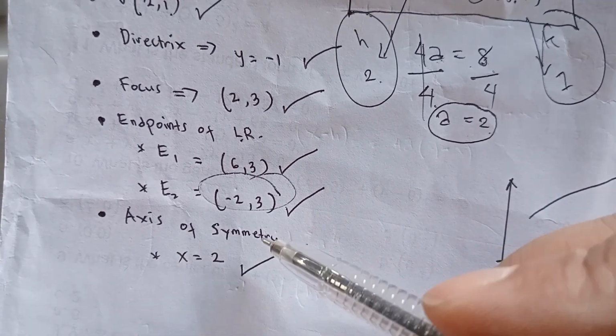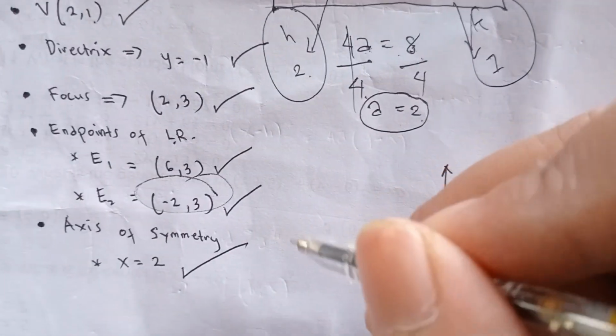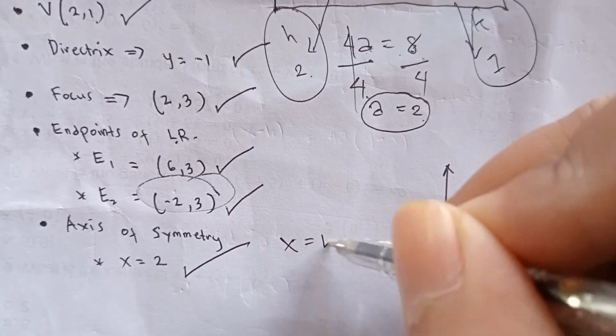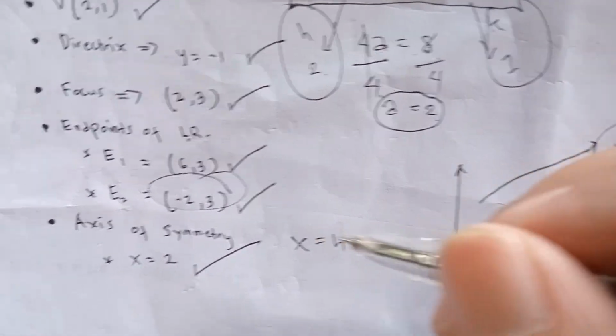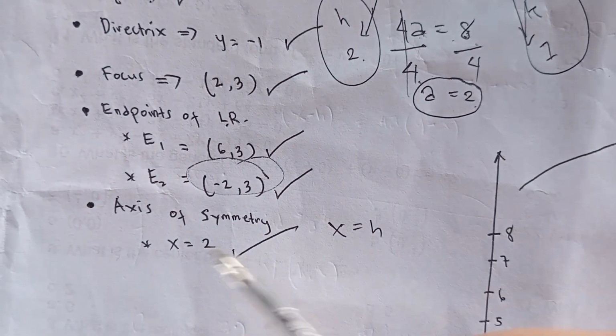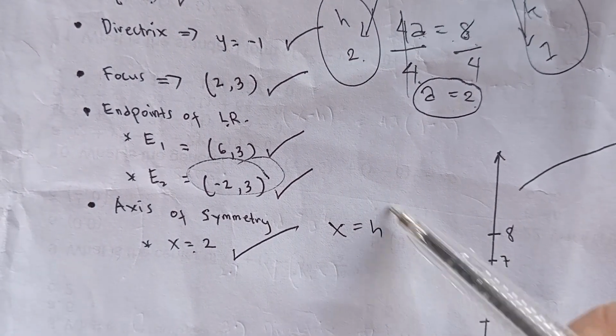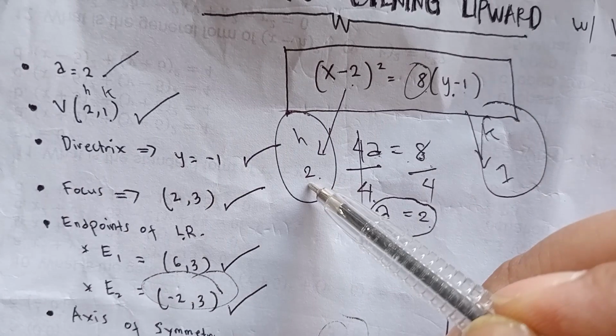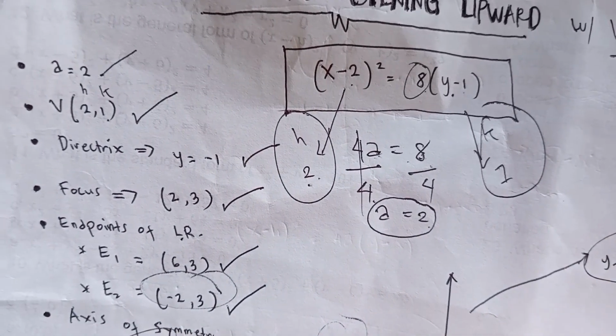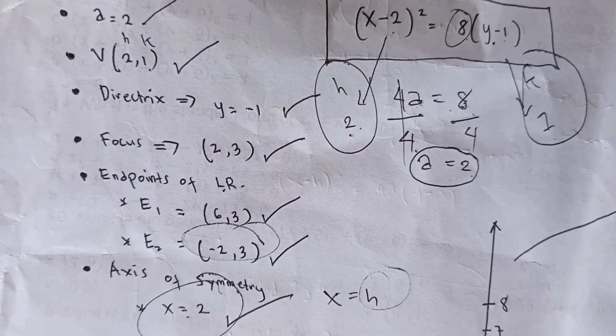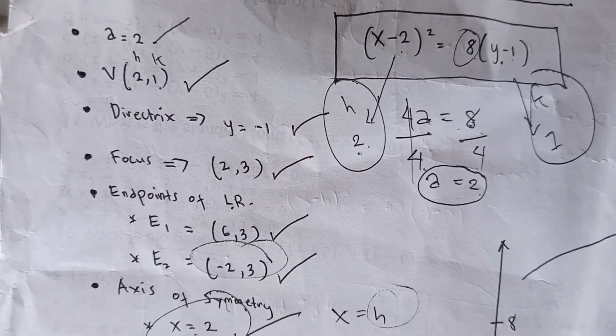How to find the axis of symmetry? As we all know, the formula for the axis of symmetry is x equals h. That's why we need to write x equals the value of h. We have 2. Then we can now sketch our given parabola.